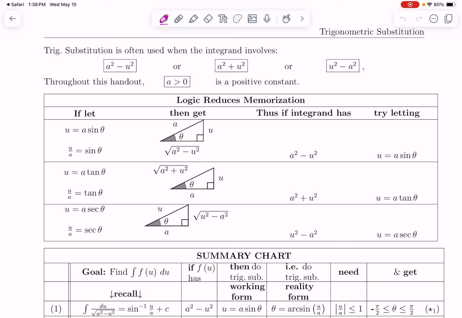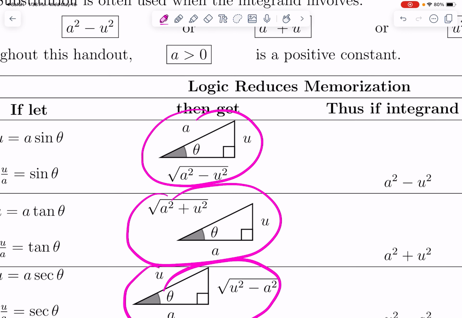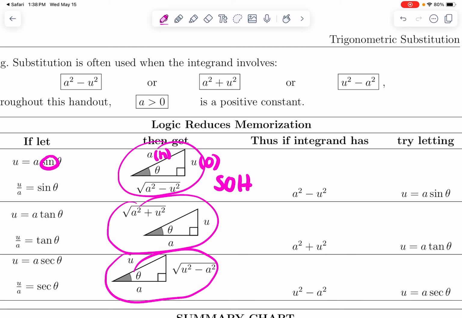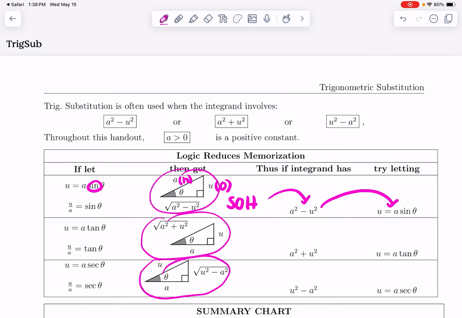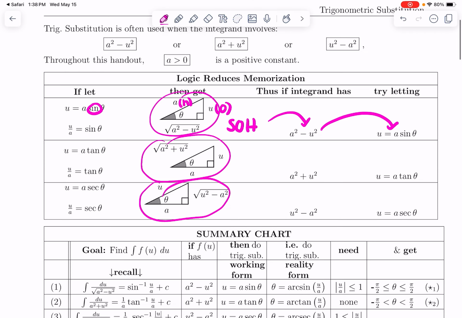What I would say is we get these all from these right triangles, okay? And from there, we're able to decide which trig function we use. So in this first one, we would have a is your opposite, and then u is your opposite, so you're using SOH, or sine, okay? So when we have a squared minus u squared, we use the fact that u would be a sine of theta. Okay. Then I would just continue on for that.